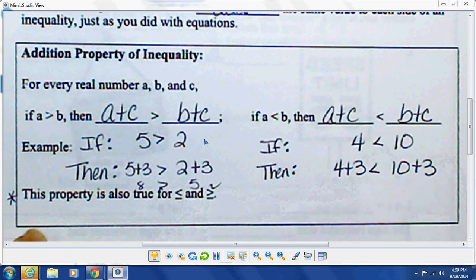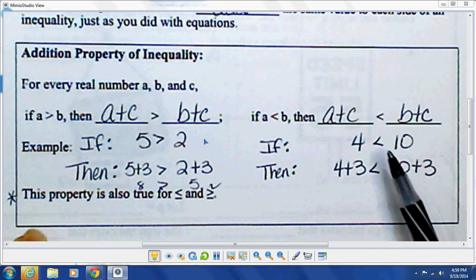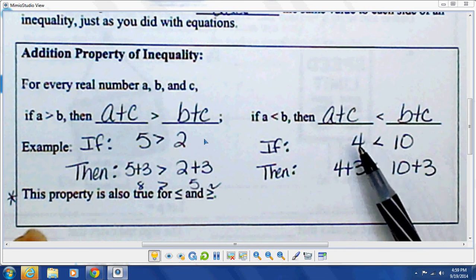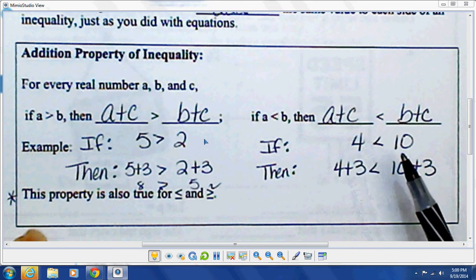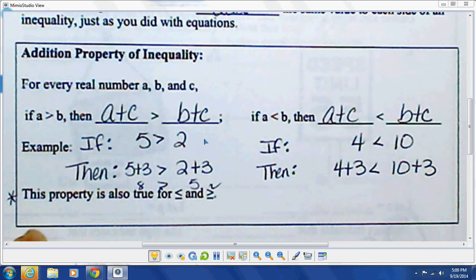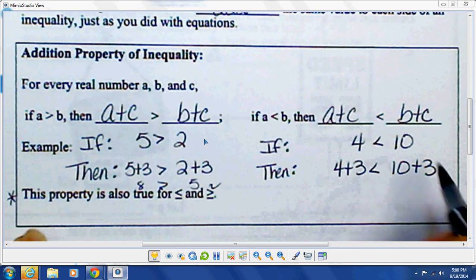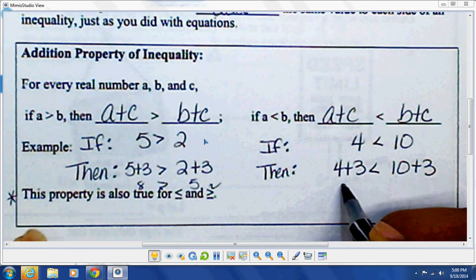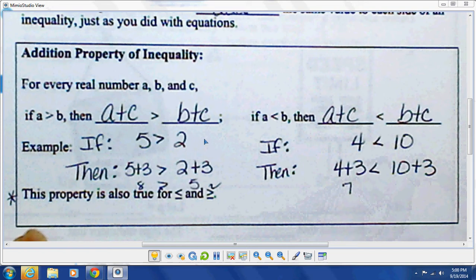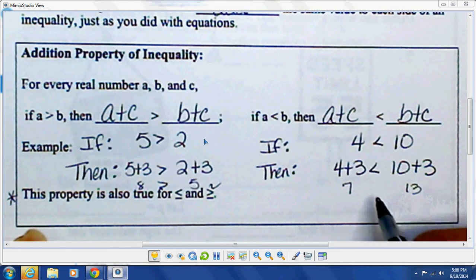Okay, when we come over here to the less than symbol, my a is 4 this time. My b is 10. So I'm going to add the same c, which is 3. So let's check to see if it's true. Since I'm adding the same value to both sides, 4 plus 3 is going to give me 7. 10 plus 3 is going to give me 13. So wouldn't I put a less than symbol in between those two numbers? So therefore, that says that your property of inequality for addition is true.